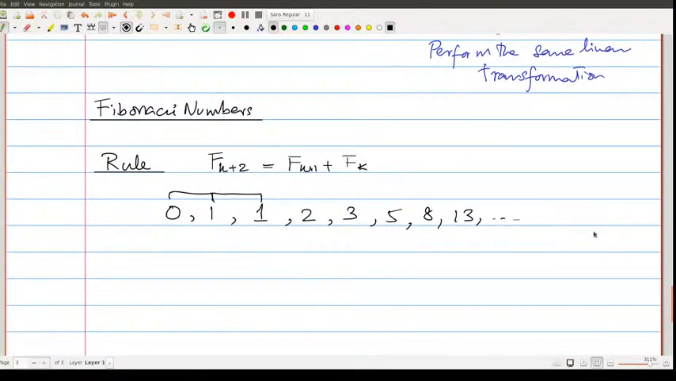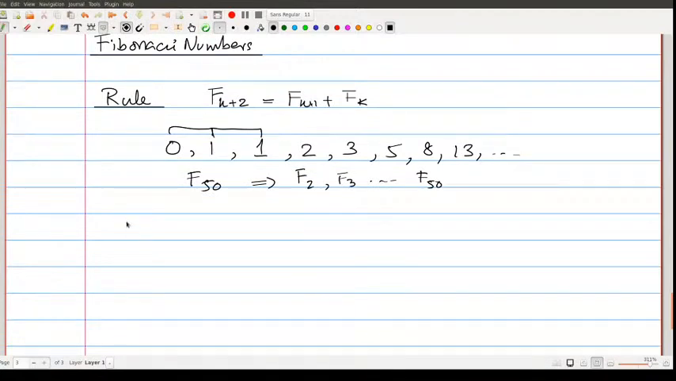If you want to find, let's say, F50, then you have to go through finding F2, then F3, and then go through the entire process to find F50, right? But using diagonalization, there's an easier way of performing the same computation, and let's see how. First we're going to use the rule u_{k+1} = A u_k. We're going to turn it into this equation, and the way to do that is to define u_{k+1} and u_k as follows.